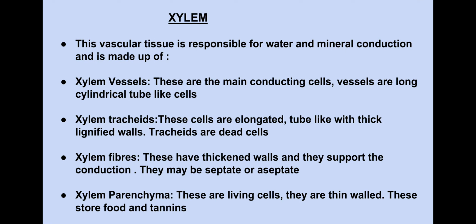Let us talk about the other tissue that we discussed, which are complex. Now complex tissues are xylem and phloem, and they are also known as vascular tissues because they have conducting properties. So, xylem is the tissue which is responsible for water and mineral conduction. It has a lot of elements, and it is one of the reasons which is why it is known as complex. So xylem has xylem vessels, xylem tracheids, xylem fibers, and xylem parenchyma.